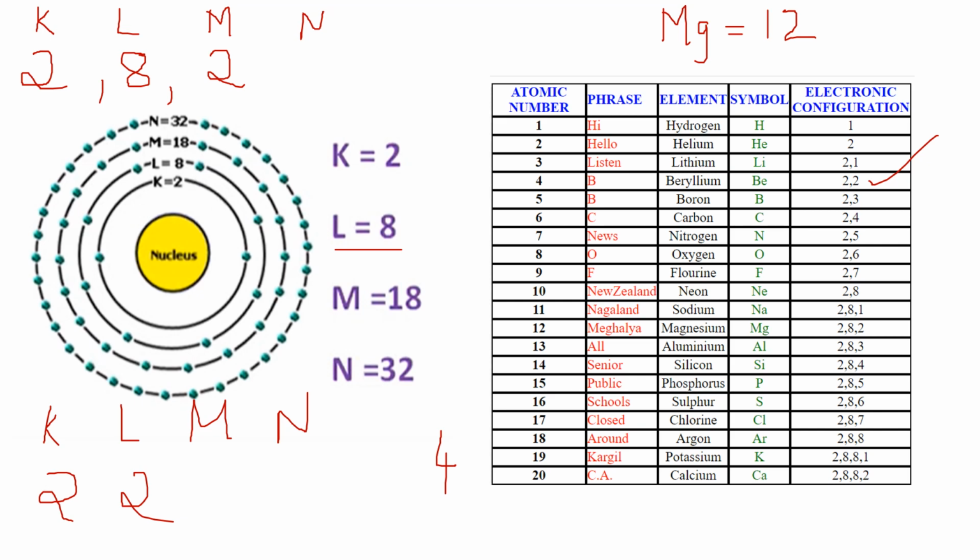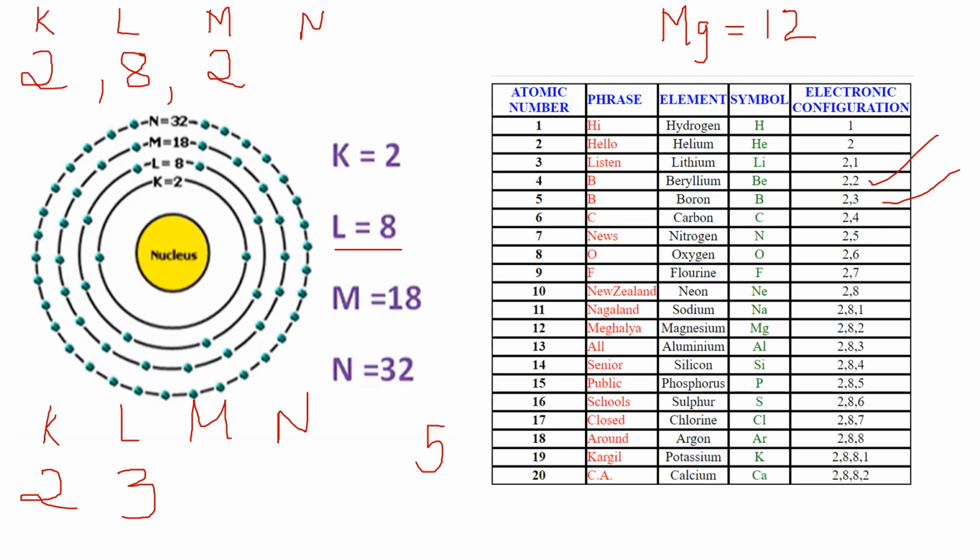So next we have boron. Let us look at boron. Now what is the atomic number? It is 5. Then how will you do it? In the K shell, how many maximum electrons can be filled? It is 2. Now 5 minus 2 is how much? 3. Correct? Then 2 comma 3 is the electronic configuration of boron.